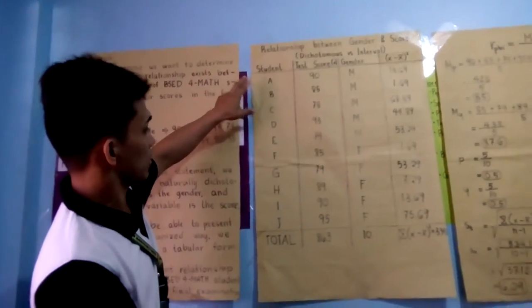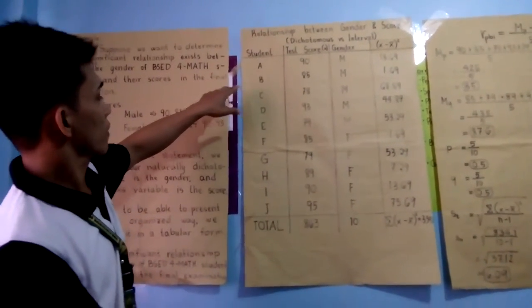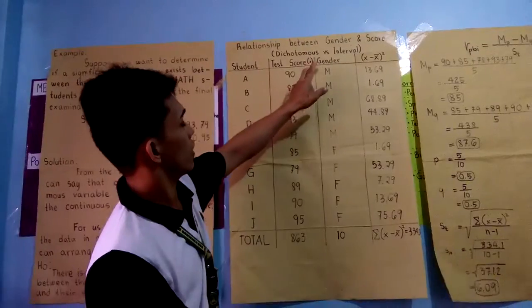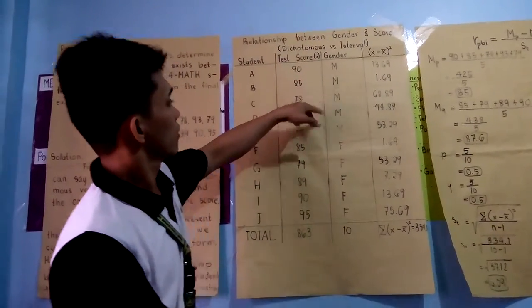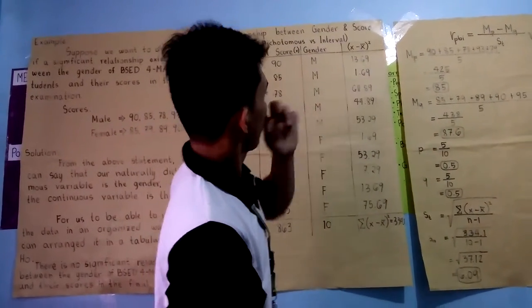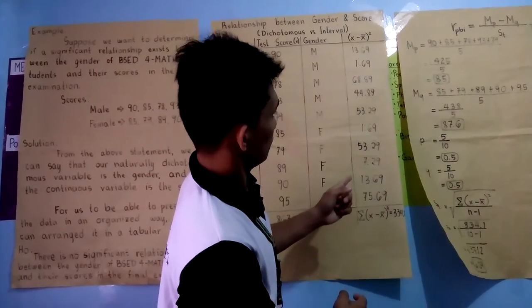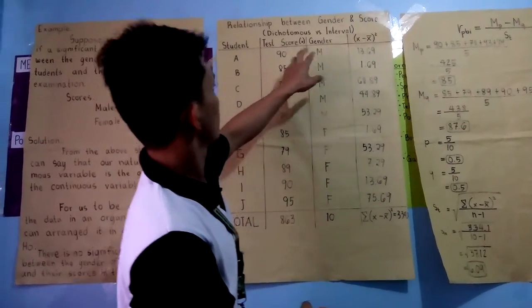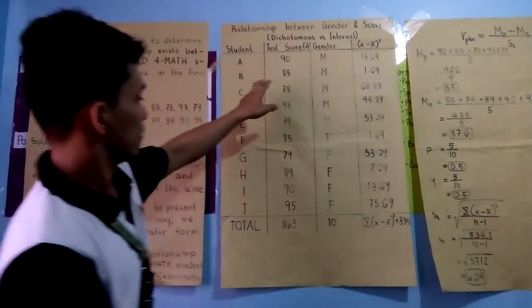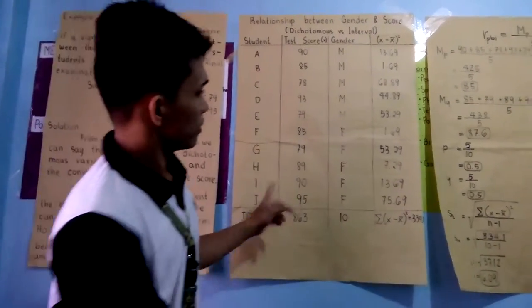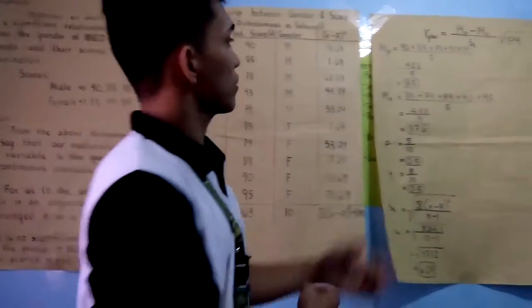I assigned letters for the student column, the test score, or assigned variable X, gender, and the last column is the difference of the test score and the mean of the sum of test scores. From this data, we can proceed to our calculation.